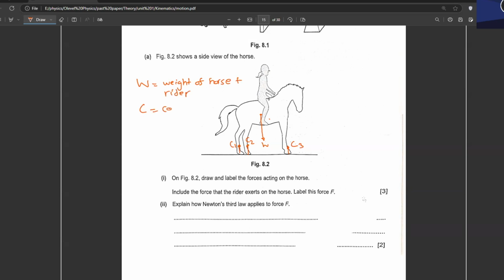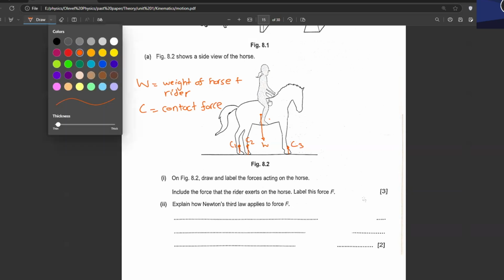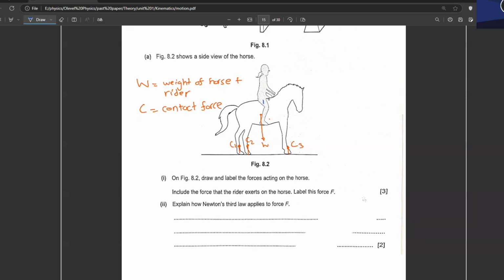C is your contact force. Okay. And what else do we have to mark? We have to mark the force that the rider exerts on the horse. Let me mark that with blue somewhere here. It will act somewhere here. F. Okay. Explain how Newton's third law applies to force F.